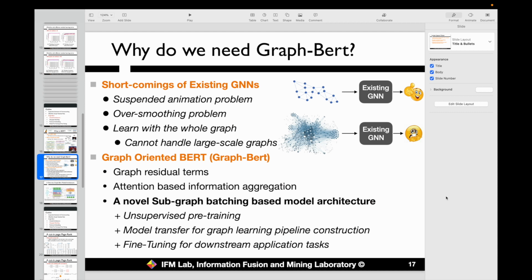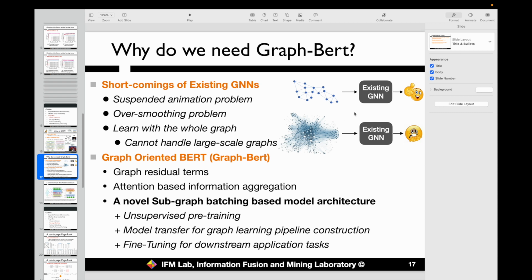You may wonder why we need Graph-Bert, a new version of the GNN models. The main reason is that the existing GNN models may suffer from some problems when we apply them to real-world graph datasets. Besides the suspended animation problem and the over-smoothing problem we mentioned before, where with deep architectures for graph datasets we cannot learn the embedding vectors anymore, we also have some other problems. The main reason is that GNN models learn the embedding vectors for nodes with whole-graph inputs. Because of this, when we apply GNN models to real-world graph datasets, we may have problems because real-world graph datasets are very big.